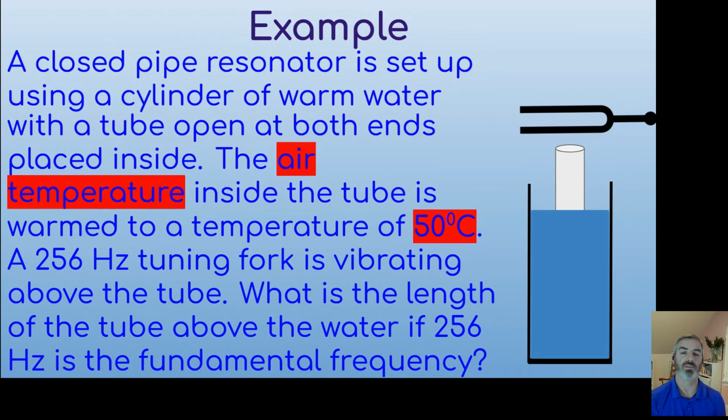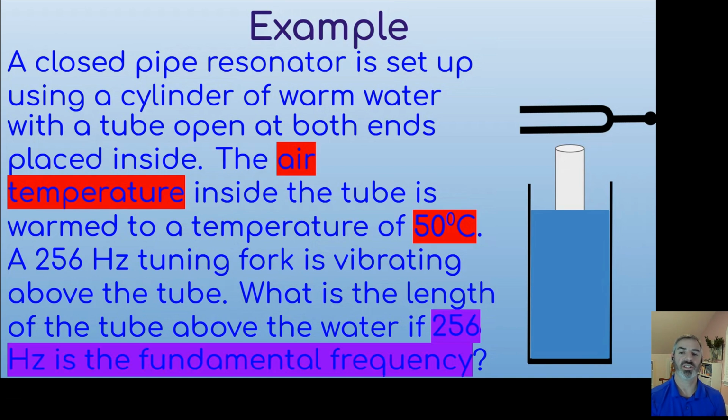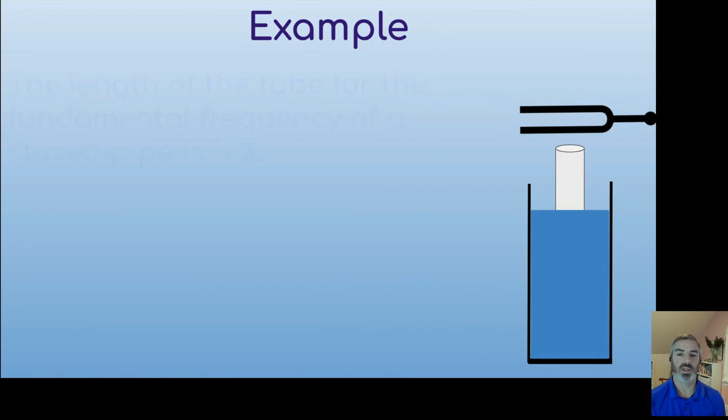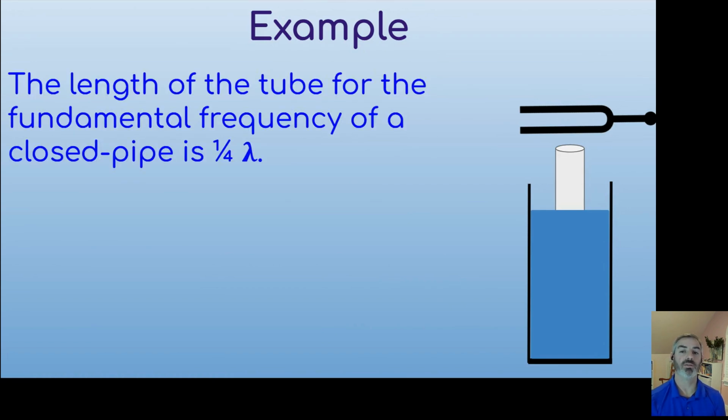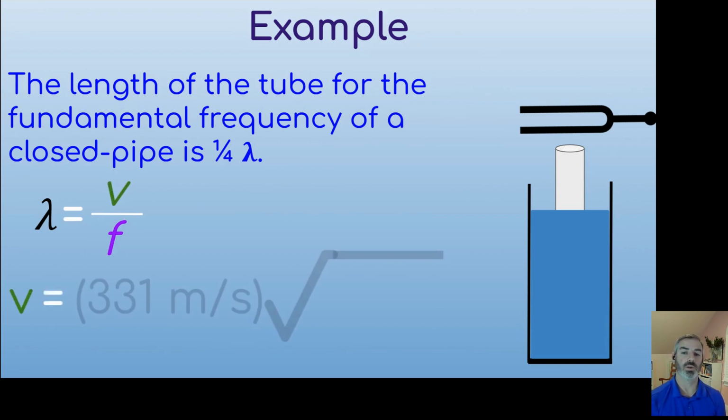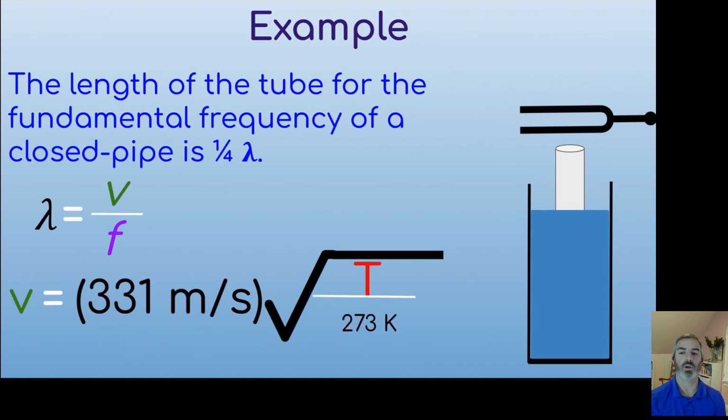So let's highlight some information. Air temperature inside is 50 degrees Celsius. Fundamental frequency is 256 hertz. We know that the length of the tube for the fundamental frequency of a closed pipe is 1/4 of a wavelength, so we're going to solve for the wavelength. We know wavelength is speed of sound divided by the frequency, but we don't know the speed. We can calculate the speed using the equation that speed is equal to 331 meters per second times the square root of the temperature in Kelvin divided by 273 Kelvin.